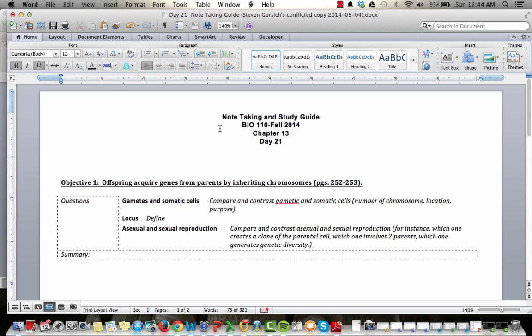This chapter focuses on meiosis and how we generate genetic diversity. To begin with, we're going to start in this objective talking mainly about the differences between asexual and sexual reproduction. So let's go ahead and get started. Let's begin with talking about asexual reproduction.